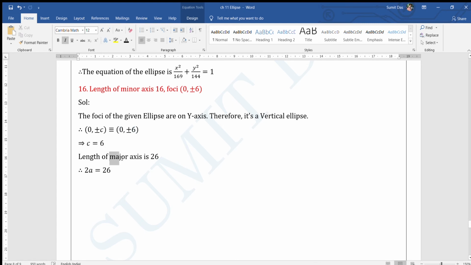Okay. Now the length of minor axis is 16. Can anyone tell me what the length of the minor axis is for a vertical ellipse? Okay. A few answers I got. Everyone is saying the same.